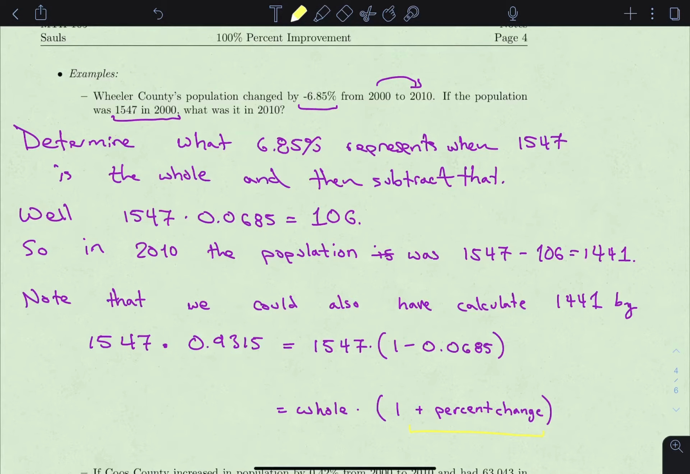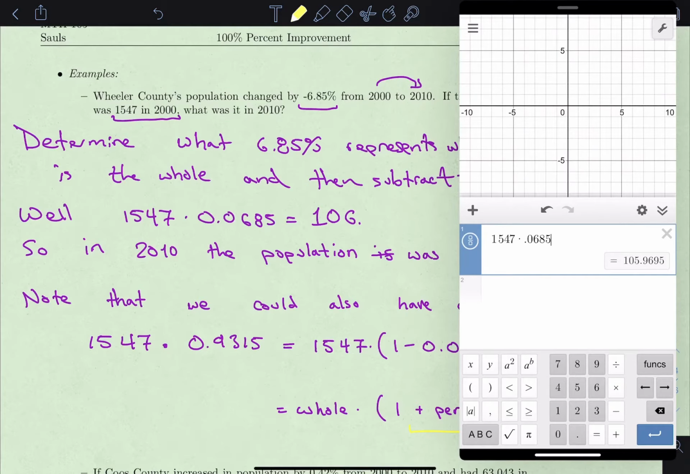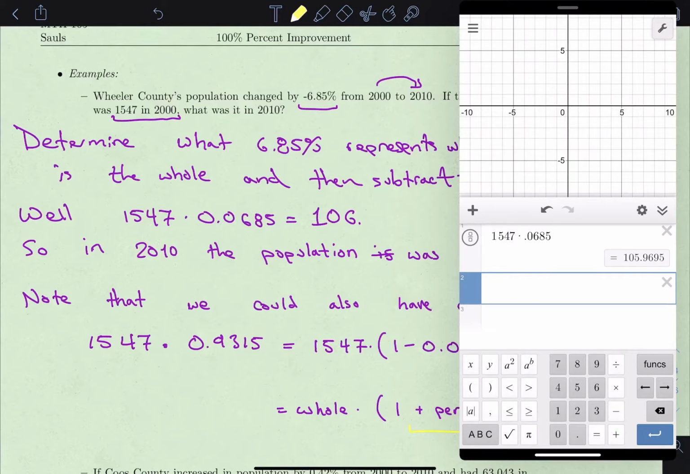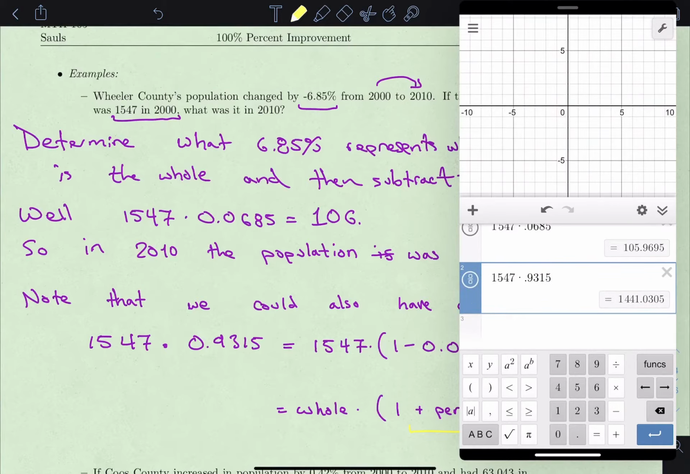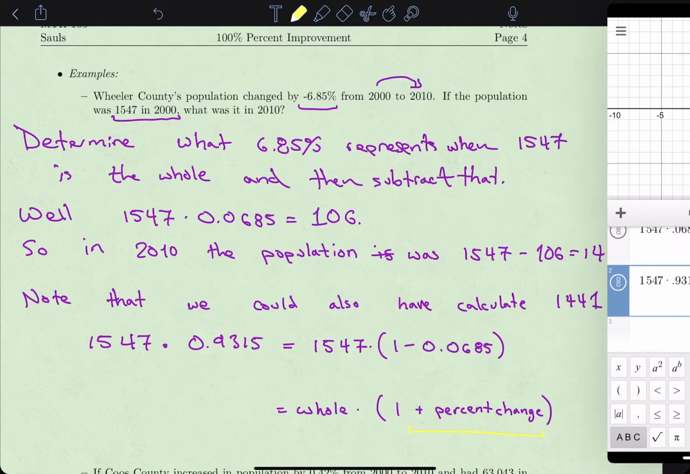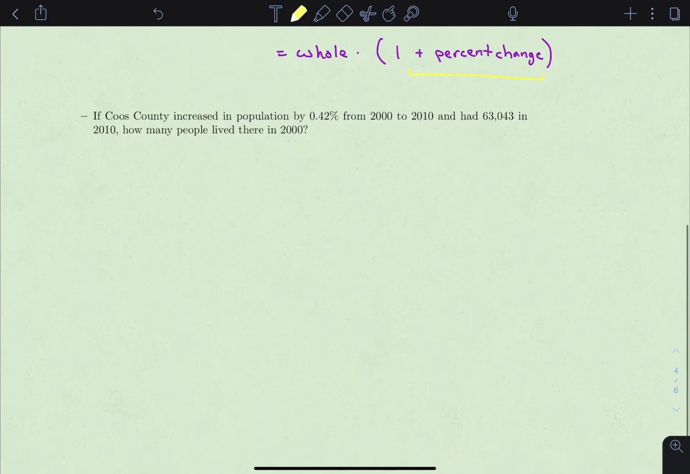All right. Oh, and I guess we ought to check that to make sure, right? Just for clarity or peace of mind. 1547 times 0.9315. And right, the little decimals there are just because we rounded, but it rounds appropriately. All right, let's look at the second one.